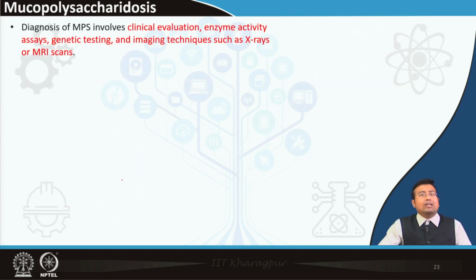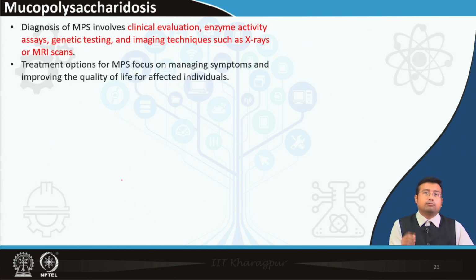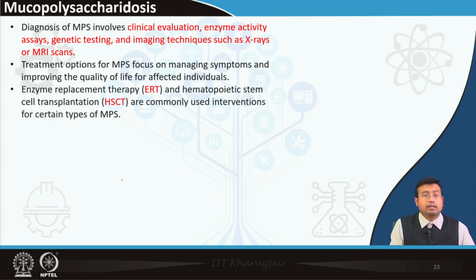Next, how can we diagnose? Same as any other metabolic disorder: genetic testing, imaging testing, enzyme activity, clinical evaluation, all those will give us the answers that we are looking for. So, treatment option, if it is implemented early, it will lead to improvement of symptoms in affected individuals, right. So, early diagnosis and treatment is very essential. How can we treat? Enzyme replacement therapy and hematopoietic stem cell transplantation are commonly used interventions for mucopolysaccharidosis.